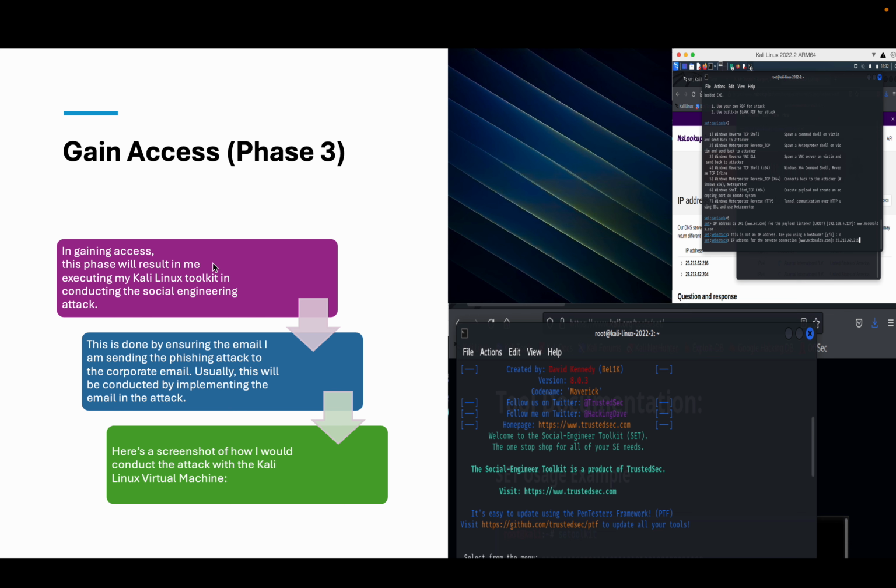As I mentioned earlier, we used the SET social engineering toolkit in Kali Linux.